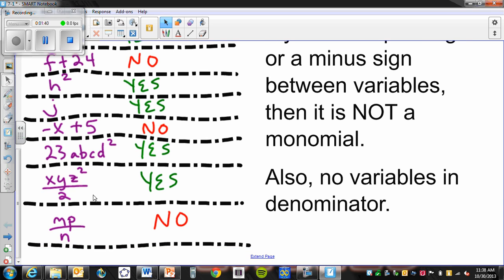X times Y times Z squared over 2, yes, because we can have a constant down here, we just cannot have a variable. Like in this case, M times P over N, it's not a monomial because we have a variable in the denominator.